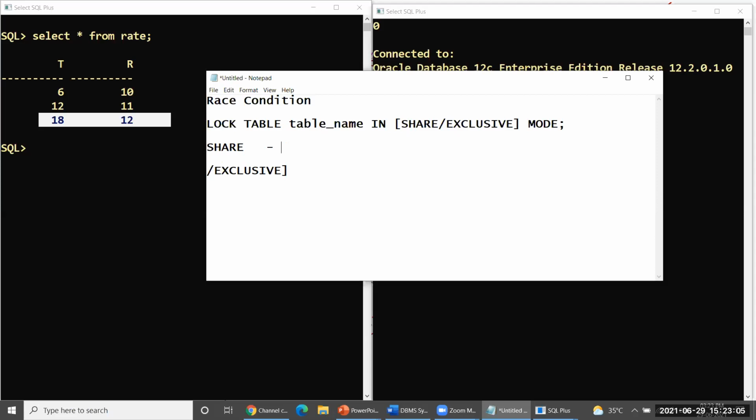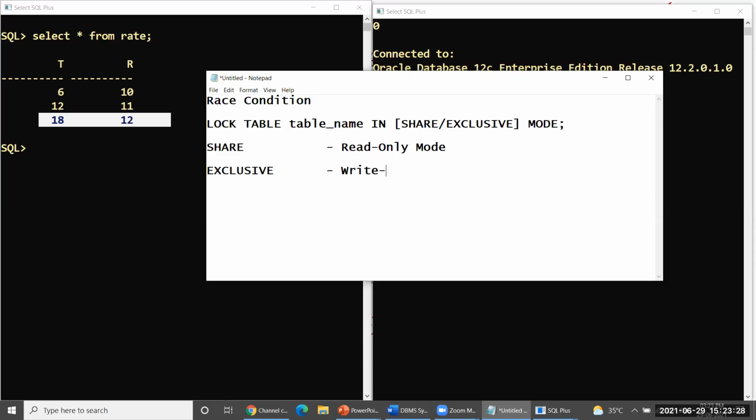It means read only mode. Many people can open the file or the table in read only mode. There is no question at all, no problem at all. Whereas in exclusive mode, you are trying to update the table.